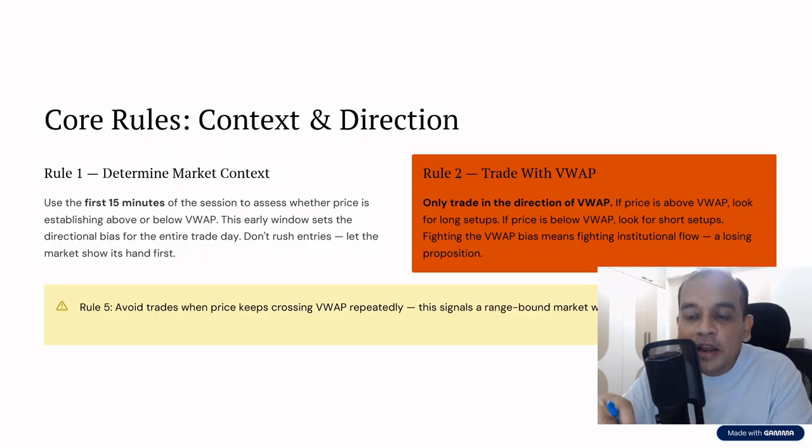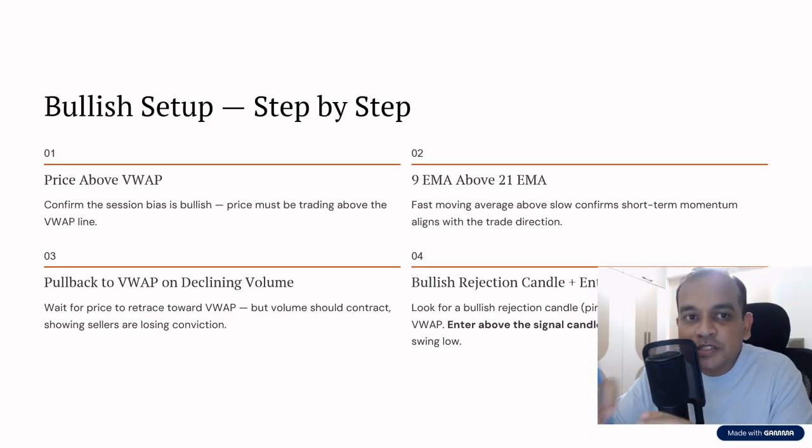Now understand this, most of the institutions do follow the VWAP, so it would automatically give you an edge over the retail traders. Avoid trades when price keeps crossing the VWAP repeatedly. I have told you that signals are range bound with no clear directional control. Now this is the bullish setup which I have already explained. Price above VWAP, bullishness. 9 EMA above the 21 EMA, again bullishness. Pull back to VWAP on declining volume. Whenever the pullback is happening, the volume should decrease, and then when the bounce happens, the volume must increase.